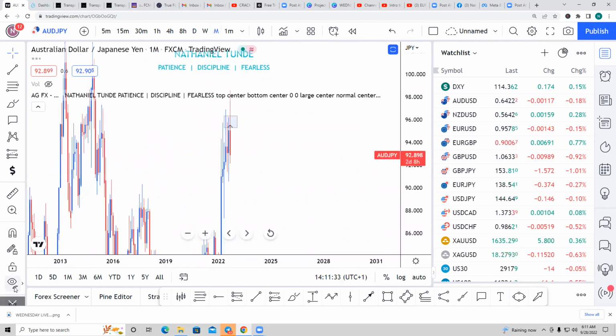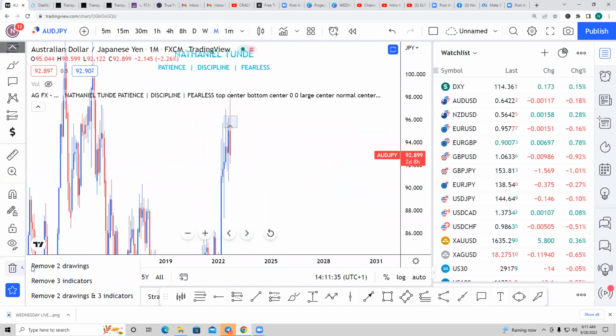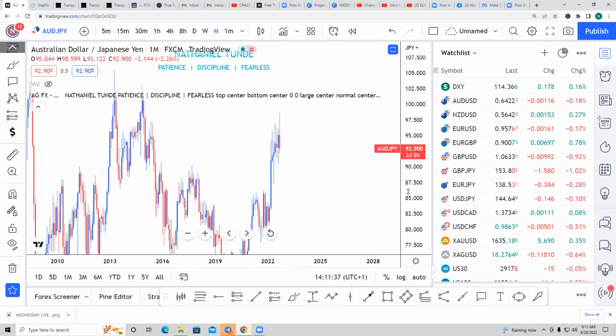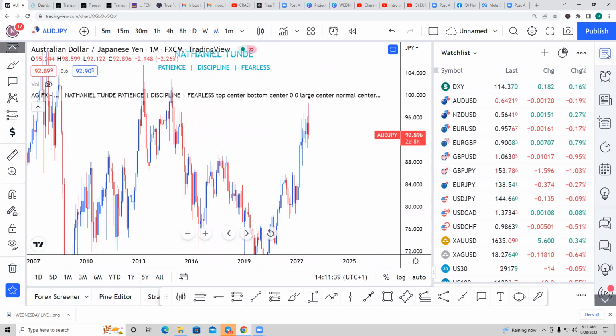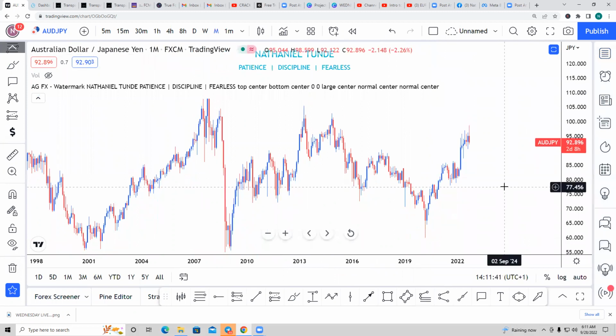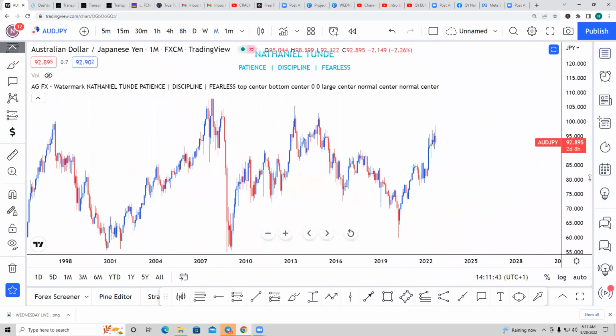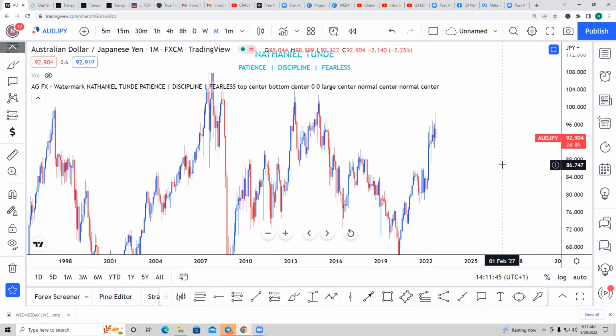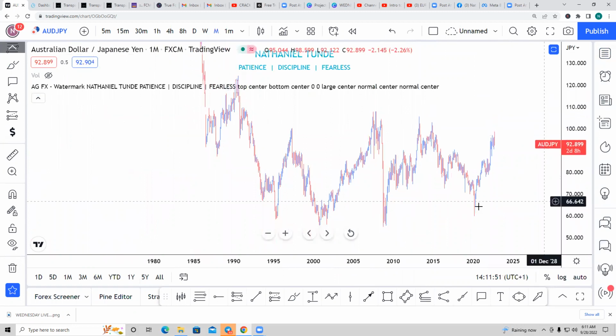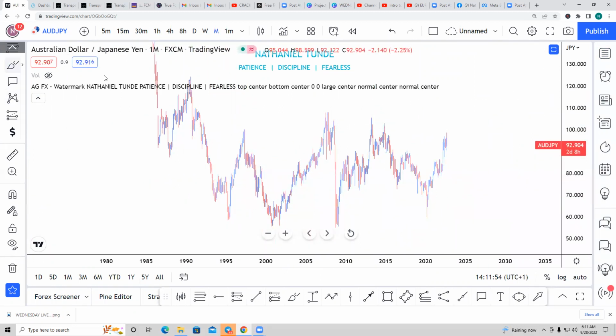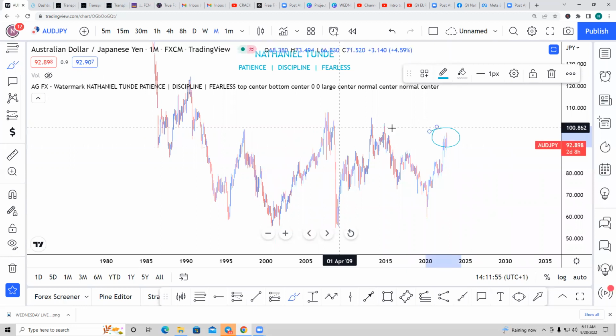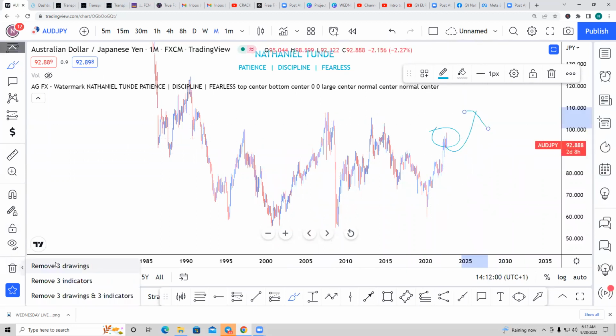No, monthly. If you want to analyze a pair correctly, start from the monthly, weekly, and daily for your direction. Then for your entry, use an intraday time frame: 4 hours, 1 hour, 30 minutes, or 15 minutes. So you see right here on the monthly time frame, this pair is right at the top of the range. Nobody can be buying at this level. Okay, it's at the top.